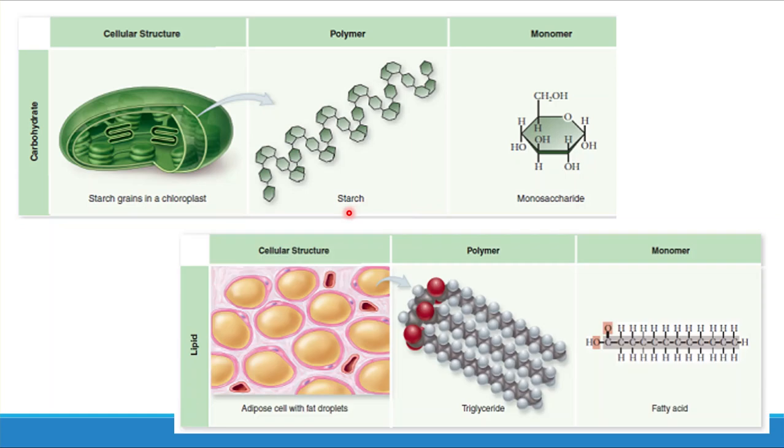When we consider lipids, the smallest pieces that we can break a lipid down into are called fatty acids. Fatty acids come in saturated or unsaturated varieties, but fatty acids are my monomer that build the polymer of lipids. There are several different types, but what we're looking at right here is a polymer called a triglyceride, three fatty acid tails attached to a glycerol.